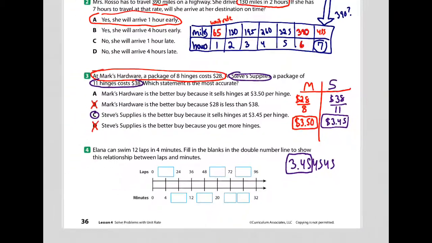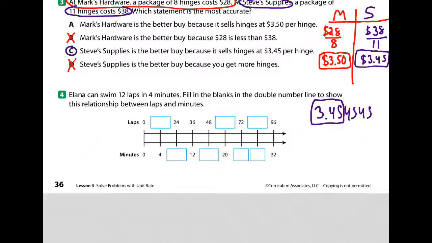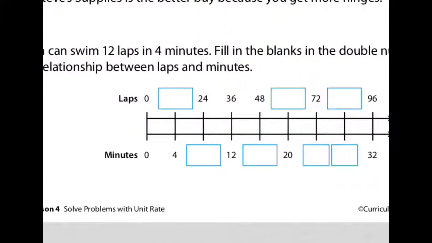All right. Now, number 4. Remember, pause the video anytime you need to make a correction. You don't want me going ahead if you're making corrections on old problems. 4 says, Elena can swim 12 laps in 4 minutes. Fill in the blanks in the double number line to show this relationship between laps and minutes. All right, so let me fill in that first. 12 laps in 4 minutes. So I see, here's the 4 minutes, so here's the 12 laps.